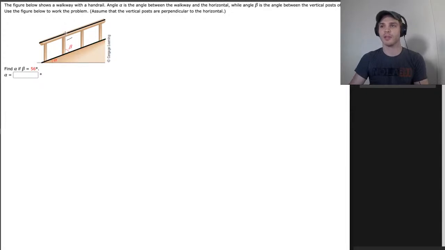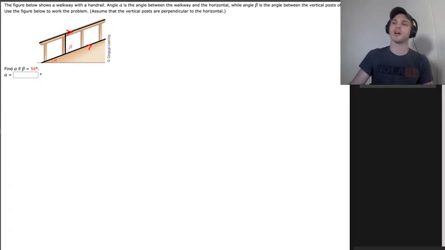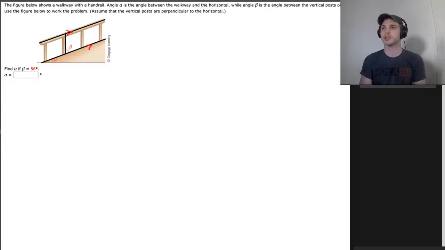And so the angle between this handrail, this handrail is like a transversal for these parallel lines. So let me draw this parallel line here. So this is parallel to this. And so we can use some of those theorems from geometry. Okay, let's see if we need them. I'm not even sure if we will. So we need to find alpha.